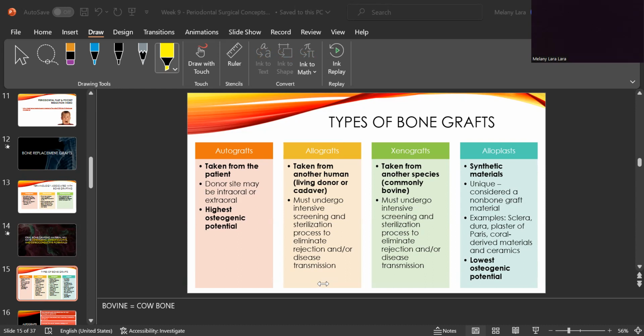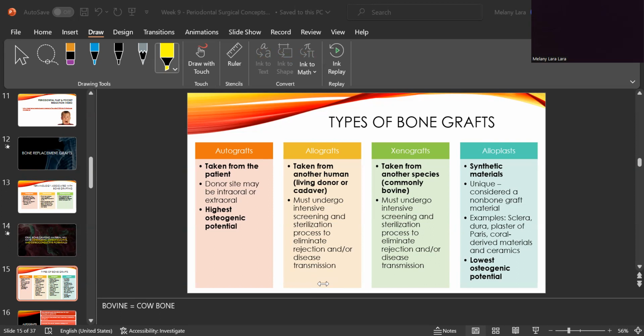So alloplast, or I think of it like plastic material. Plastic, okay? It's synthetic materials. So another really, really good alternative for patients. The downside of that though is this has the least osteogenic potential. So autografts, highest osteogenic, alloplasts, least osteogenic.